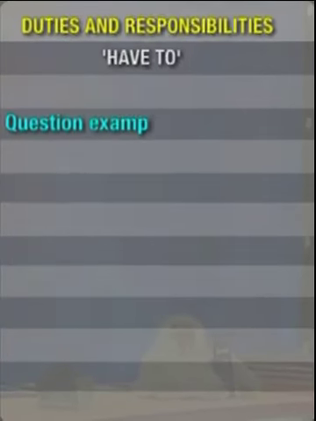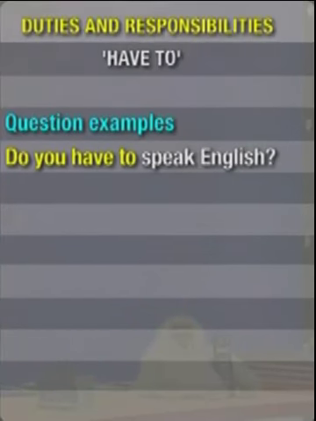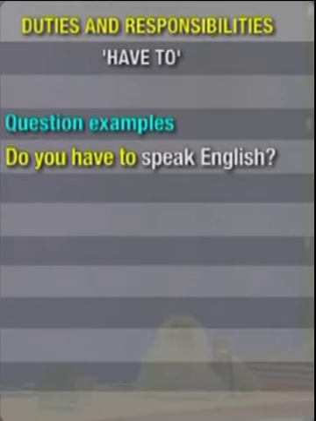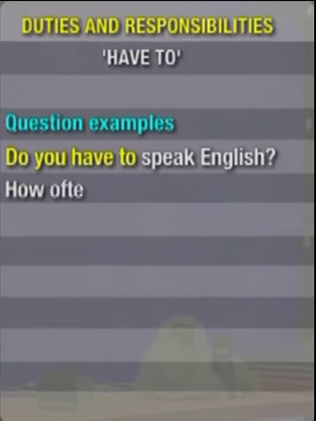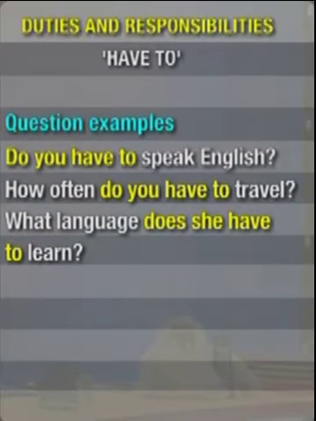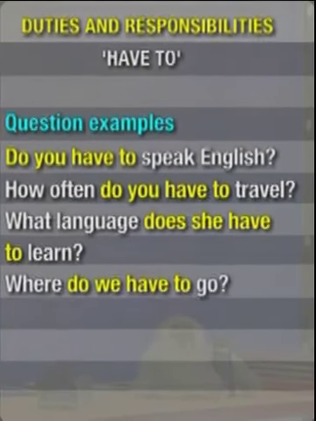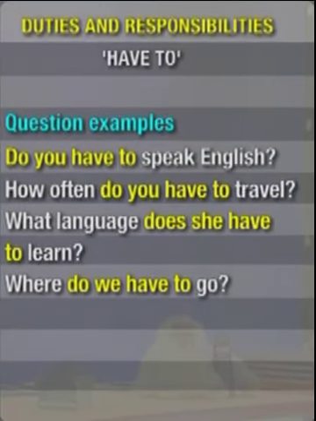Good. Now, the examples of questions are, do you have to speak English? We use the auxiliary do, very important. It's like the verb have. So, do you have to speak English? How often do you have to travel, for example? What language does she have to learn? And where do we have to go? So remember, use the auxiliary do and does.